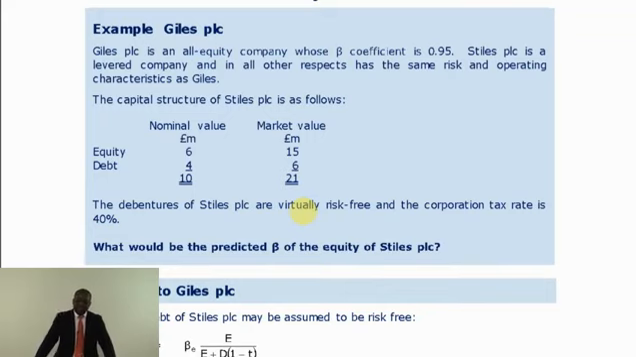Gals PLC is an all equity company whose beta coefficient is 0.95. Stars PLC is a levered company and in all other respects has the same risk and operating characteristics as Gals. The capital structure of Stars PLC is as follows: nominal value, market value, equity, debt. The debentures of Stars PLC are virtually risk-free and the corporation tax rate is 40%. What will be the predicted beta of the equity of Stars PLC?